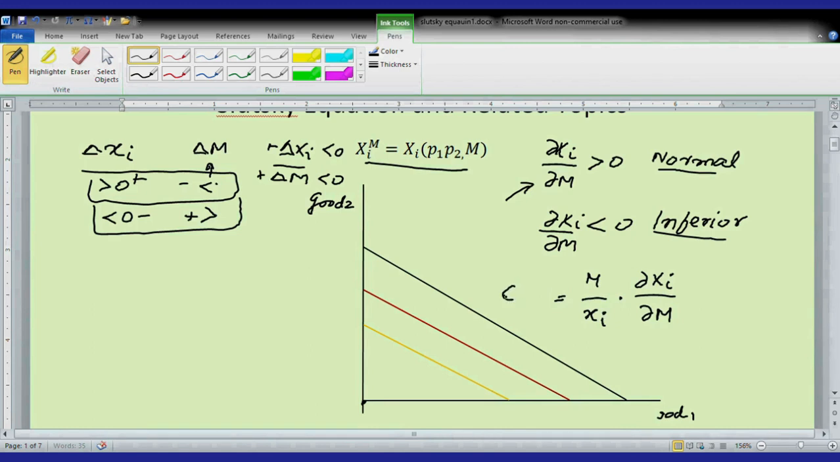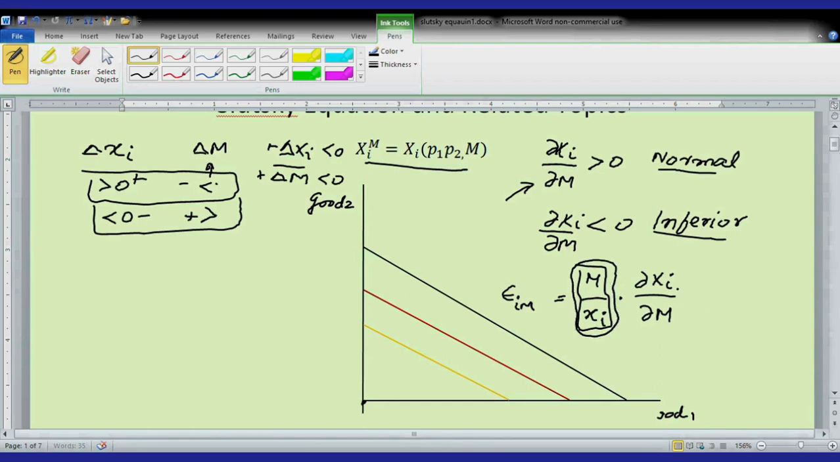So let me write it down here: the elasticity of good i with respect to income. See that in this elasticity formula, m can either be equal to 0 or greater than 0. So m cannot be negative, it has to be non-negative, 0 or positive. Similarly, xi is giving you the consumption of the ith good. It should either be equal to 0 or greater than 0. So what we are suggesting is that this ratio cannot be negative. This ratio has to be non-negative, equal to or greater than 0.